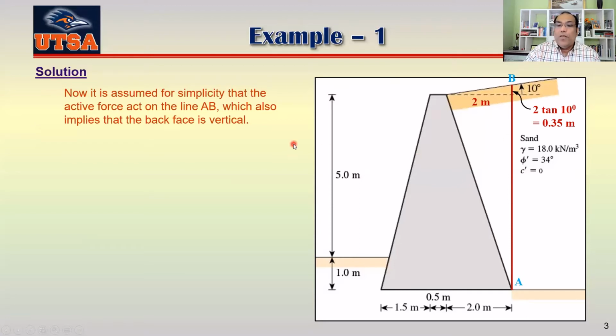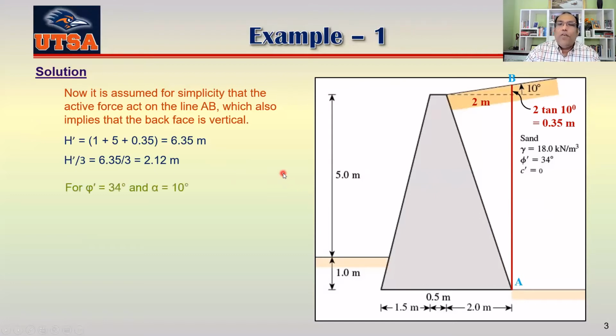If I want to find the total height, we usually call that one h prime. That would be 1 + 5 + 0.35, which is 3.65 meter. And the force will work at 1/3 from the bottom. So this one is 2.12 meter from the bottom. That's the location of the active force working on line AB.